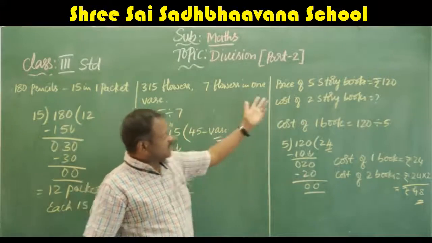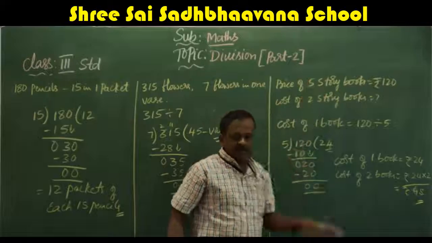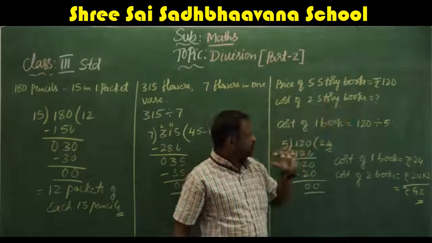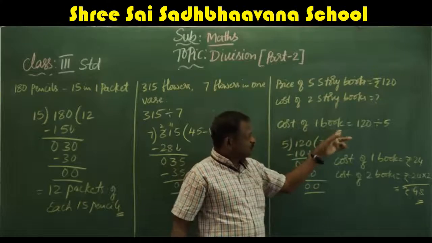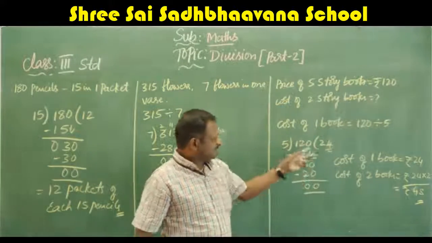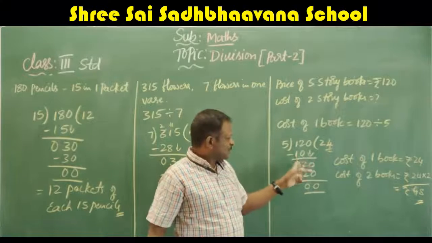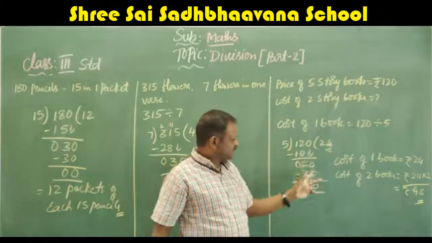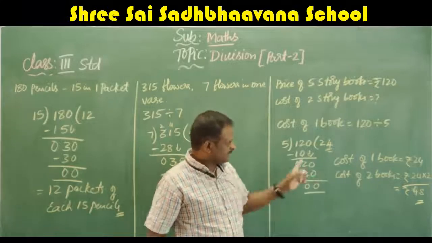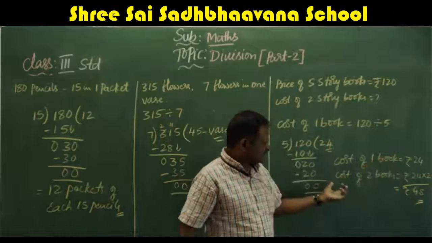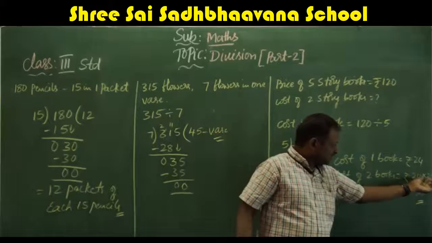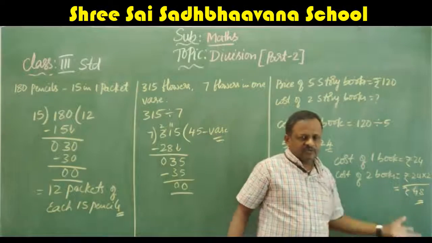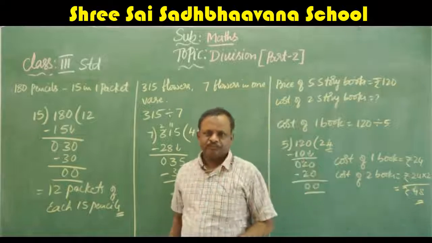Once again I will explain. Price of 5 story books is equal to 120. Cost or price, both are same. Therefore, cost of 2 story books, how much? First we will find out cost of one book, that is 120 divided by 5. 5 2s are 10, 12 minus 10 you get 2, take down 0, 5 4s are 20, 20 minus 20 is 0. Cost of one book is equal to 24. Therefore, cost of 2 books is equal to 24 into 2. 2 4s are 8, 2 2s are 4, rupees 48.